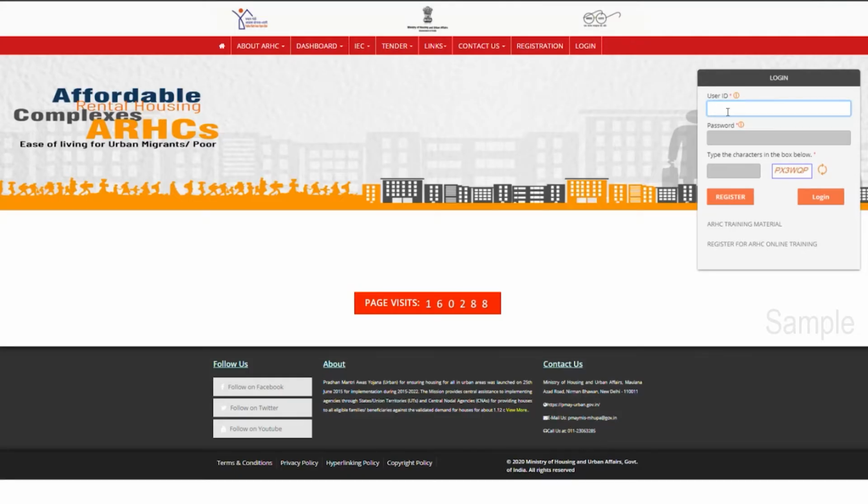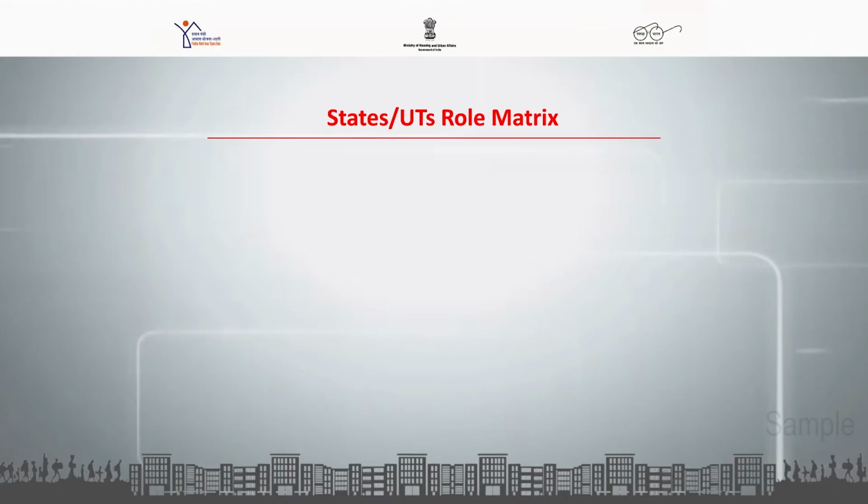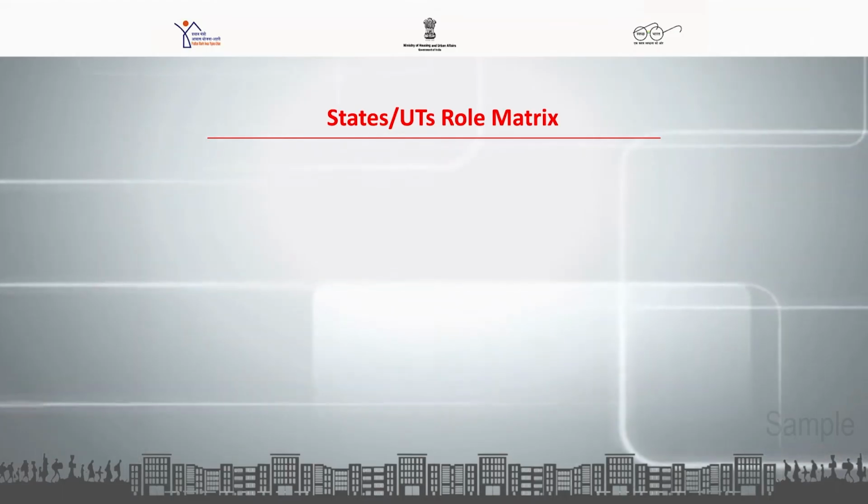Dedicated logins have been given to all states, union territories, and ULBs on the ARHC MIS software to monitor the progress of ARHC projects, starting from submission of proposal to operationalization of the ARHC project. Dashboard and detailed reports are available for each type of stakeholder. A copy of the user manual is also available on the ARHC website. State, Union Territories, Role Matrix.